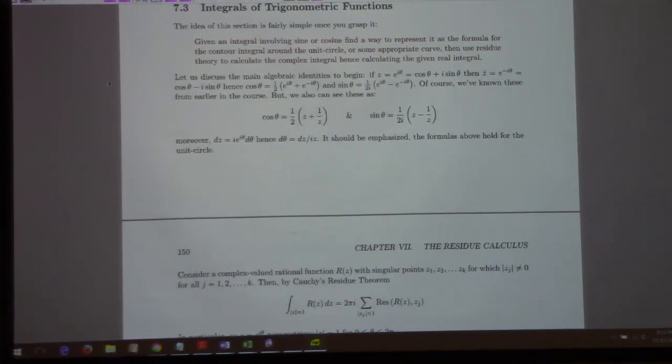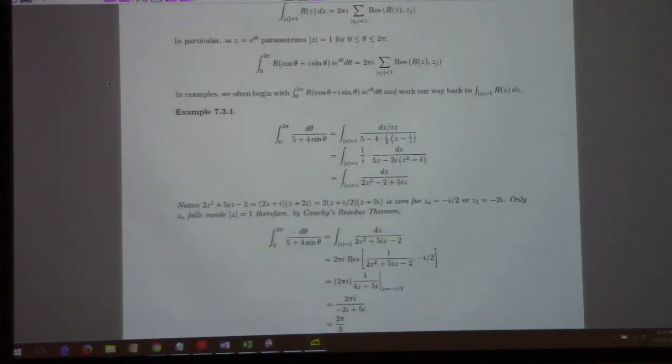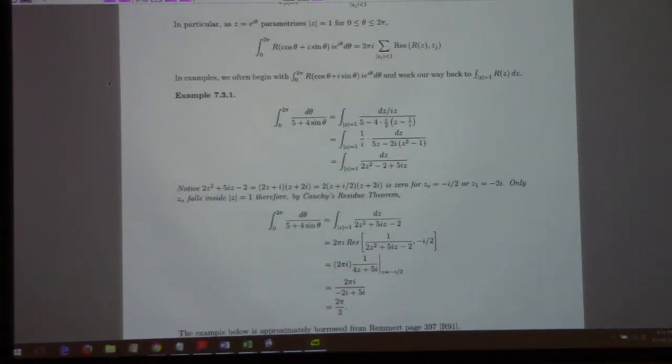So then we can use the residue theorem. Let me show you an example. So here, this integral, d theta over 5 plus 4 sine theta, I can look at that as the integral around the unit circle of dz over iz. dz over iz is d theta. 5 is 5, easy enough to understand. 4 is 4. Nobody's lost there, I think.